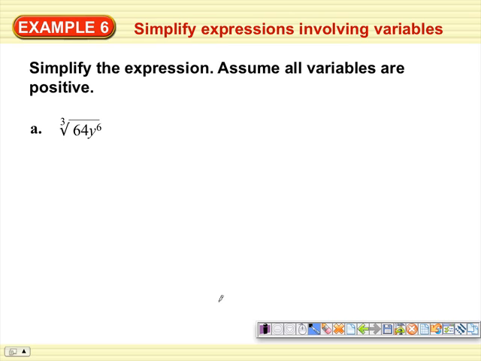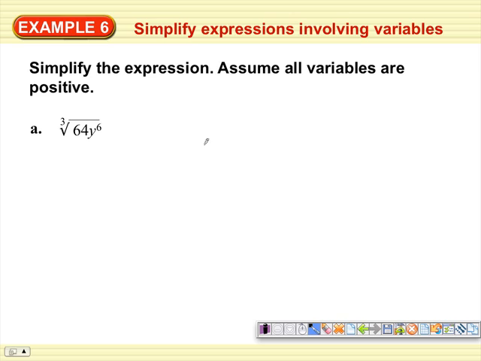Alright. Simplify. Now they say assume all variables are positive. You don't have to worry about that statement. They're just being more specific, because if the variables were negative, we'd have a couple answers. We want to keep things simple. We just want to assume that they're all positive. So, here we go.